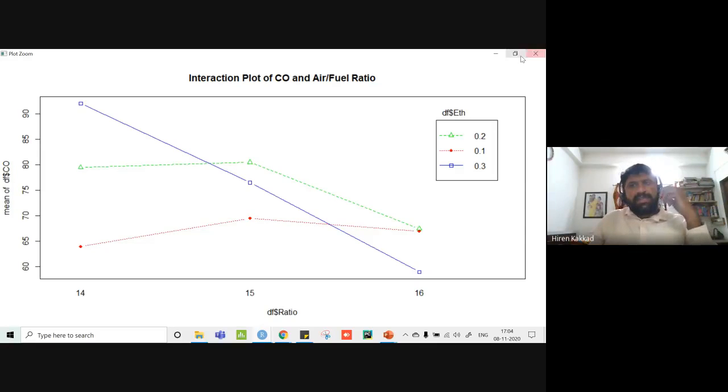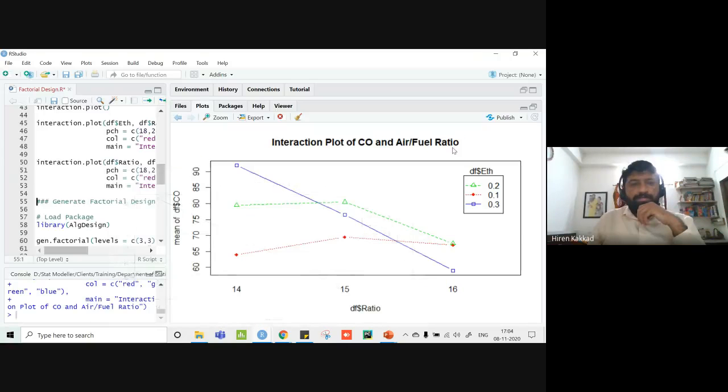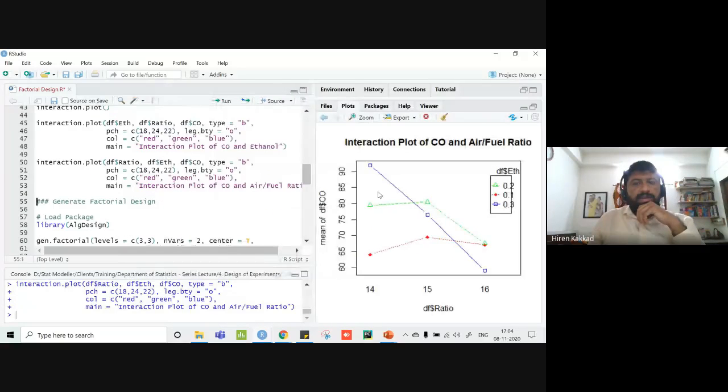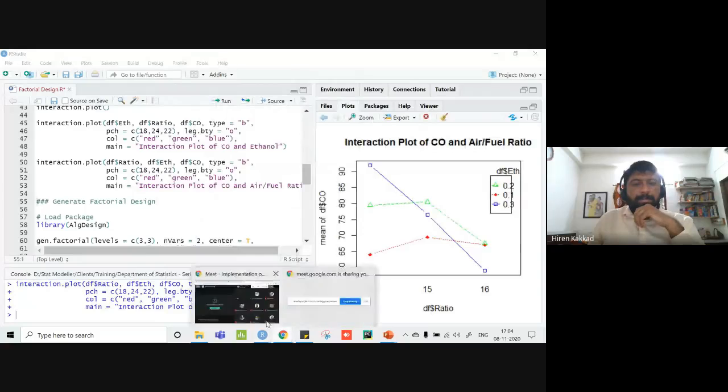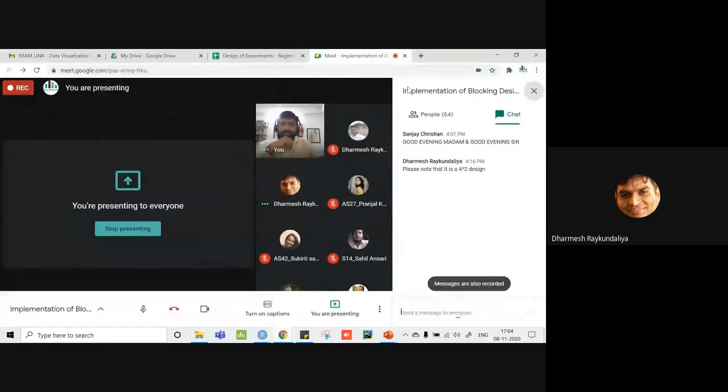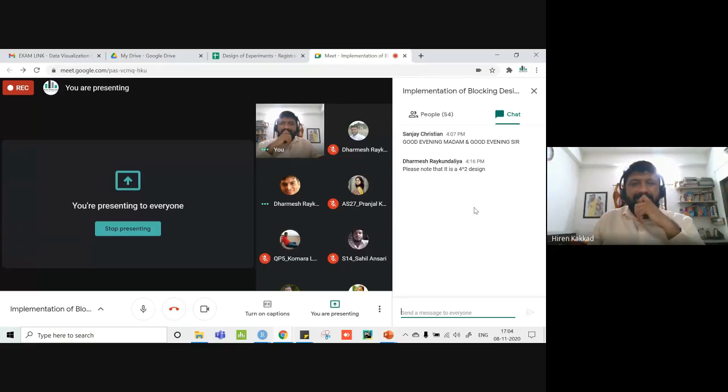Now, by looking at this, I would like to ask you people, is there any interaction effect or not? Can anyone tell me? Is the interaction effect there or not? Yes, sir. It is there. It is there, right? Yes, sir.